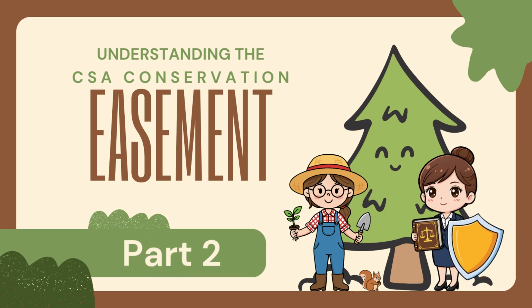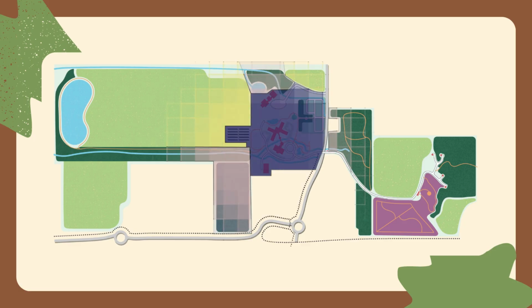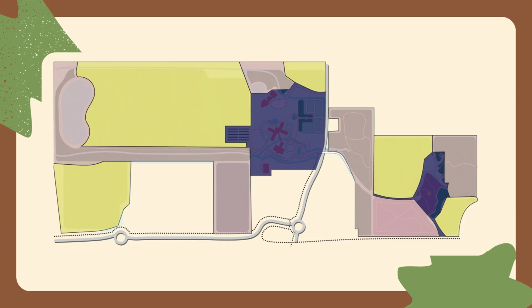Now that we understand the basics of what a conservation easement is, let's explore the different types of protection that are in place for different parts of CSA's property. The CSA conservation easement protects 237 acres of diverse land and water resources. They are divided into 3 distinct protection areas.